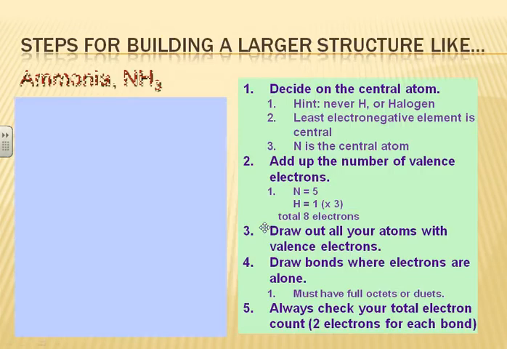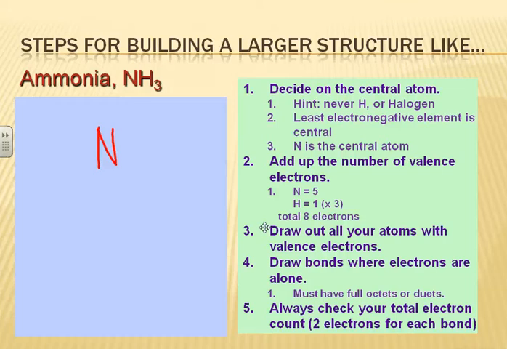Okay, now we're going to do the same exact thing but for ammonia. Now I've got to figure out my central atom. My central atom is definitely nitrogen, so we'll draw nitrogen right here. Nitrogen is the central atom, so that means there are going to be 3 hydrogens around it.